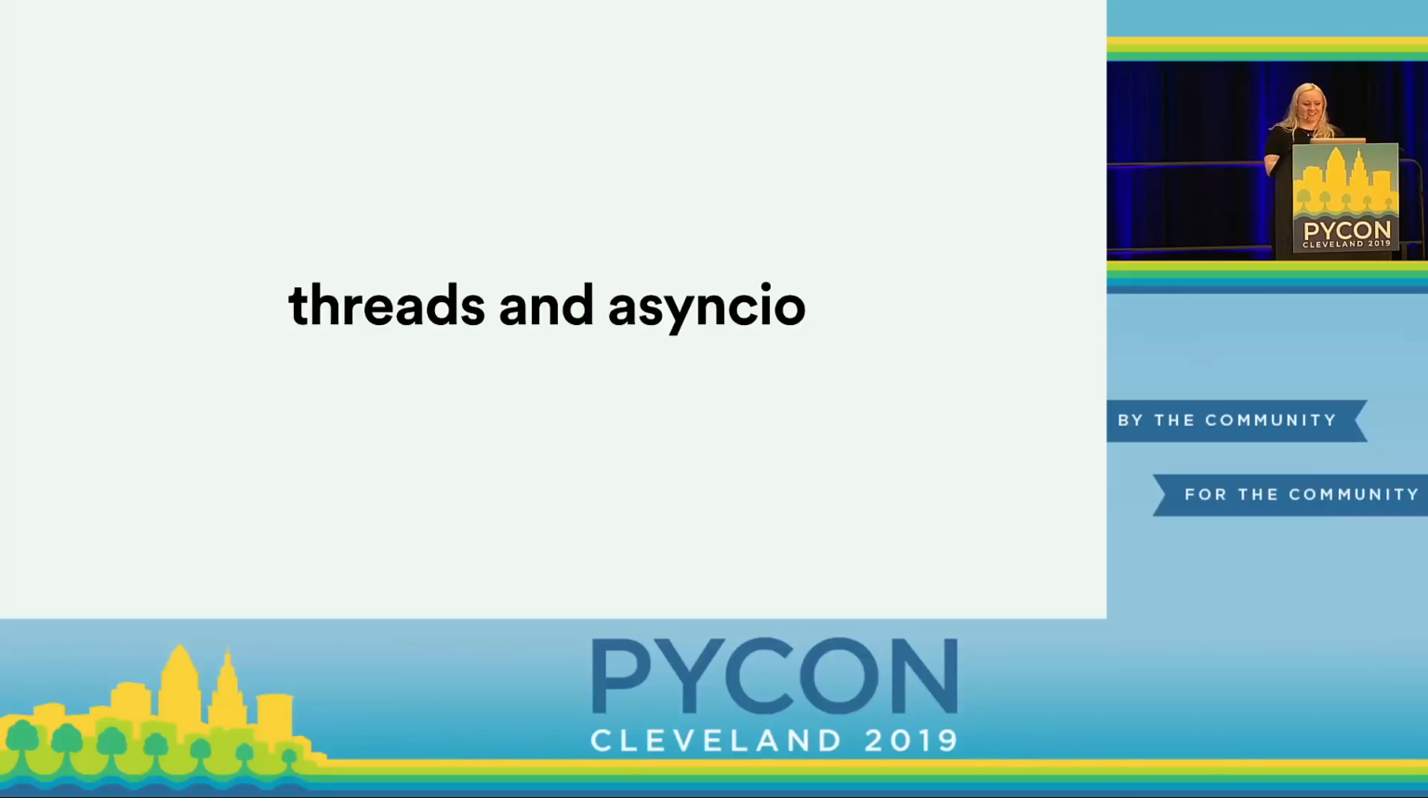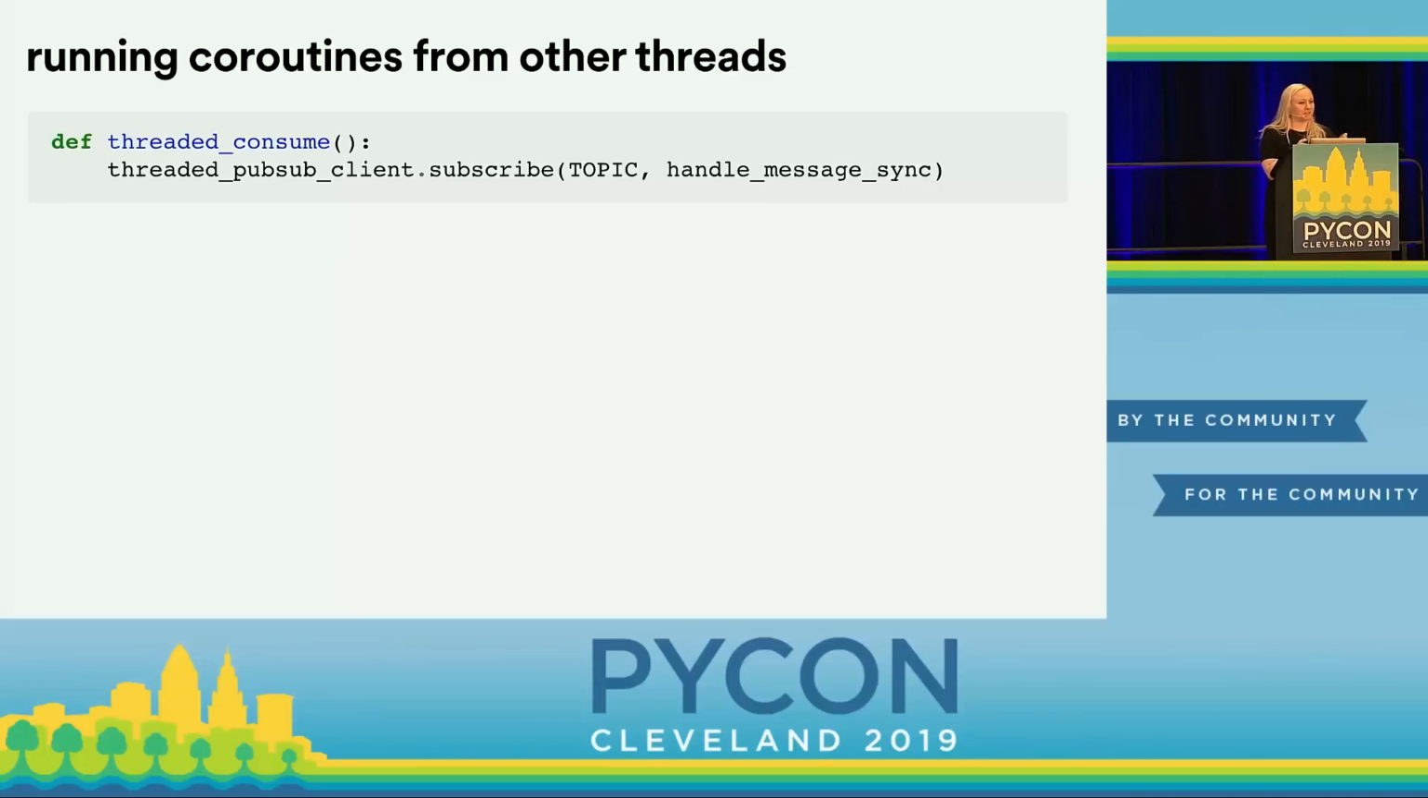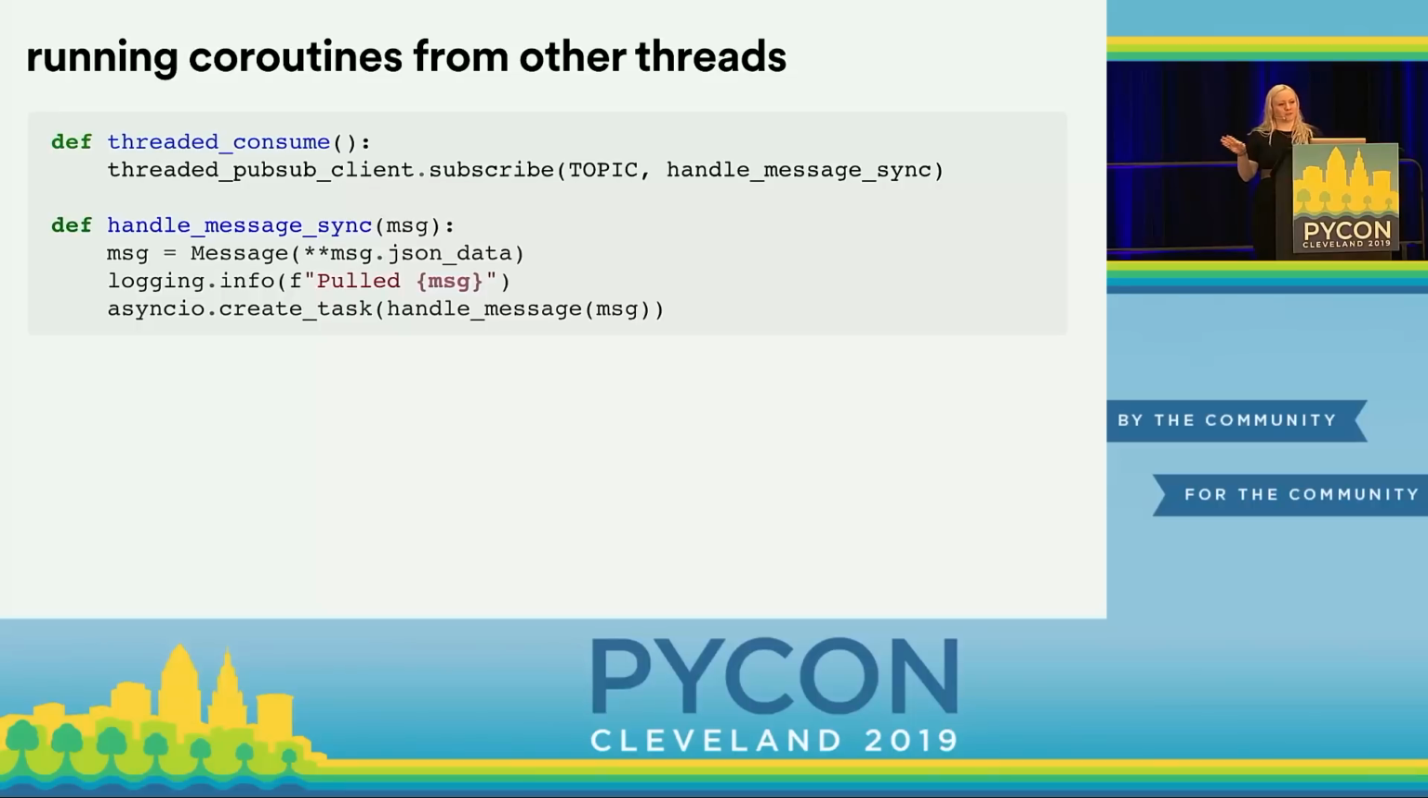All right. Sometimes you need to work with threads, and I'm sorry if you do. So maybe you have a threaded pub/sub client, and you want to consume a message on one thread, and then handle the message with a coroutine on your main event loop. So let's first attempt to use the asyncio API that we're familiar with, and update our synchronous callback function by creating a task via asyncio.create_task, and create a task out of handle message.